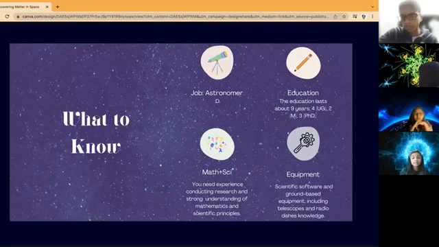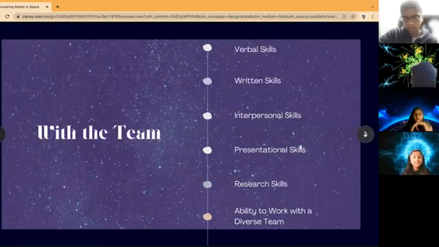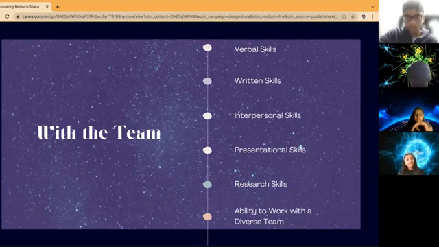You also want experience conducting research and a strong understanding of mathematical and scientific principles. You probably also want experience with scientific software and ground-based equipment, so knowledge of telescopes and radio dishes. Now, what do you do with the team? So you're going to be working with the team, and so you want to have verbal and written skills, whether you're conveying things interpersonally, presentationally, or through research.